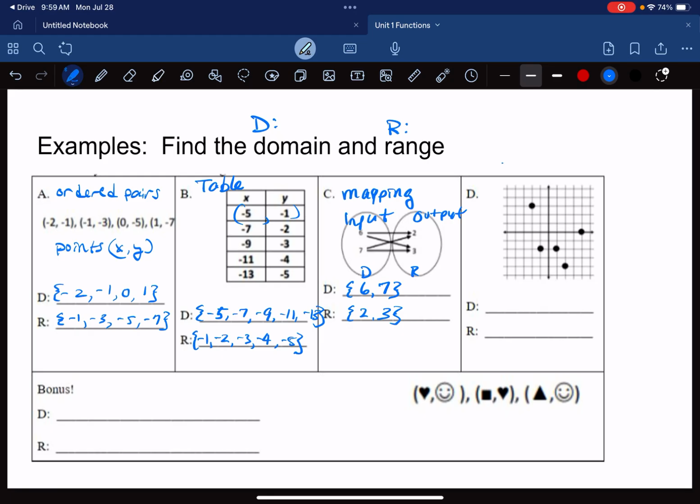On the last one, it's a graph, and this is called a discrete graph, because discrete means you can count the inputs and outputs. So you can see there are clearly dots on the graph here. There's 1, 2, 3, 4, 5 dots. So we can count that there are 5 points or 5 sets of ordered pairs.